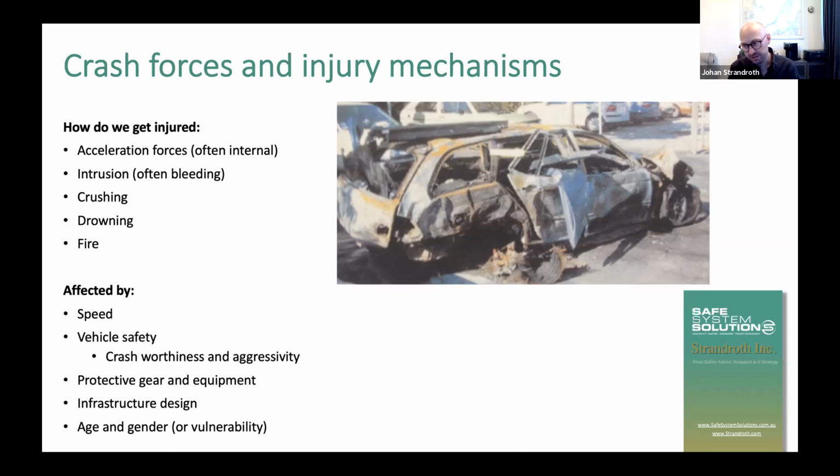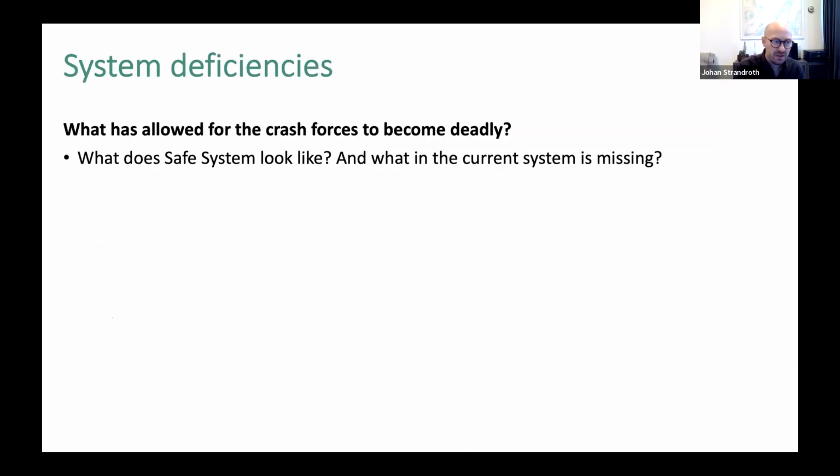Now that's going to lead us, just some slides before we get into some examples, again on how do I actually analyze what has affected those crash forces and how do I categorize them. And that's when we want to start to talk about system deficiencies. So what has allowed for these crash forces to become deadly in this crash? And we want to do that in a manner that's a bit formatted.